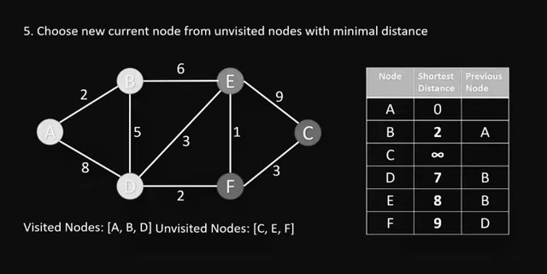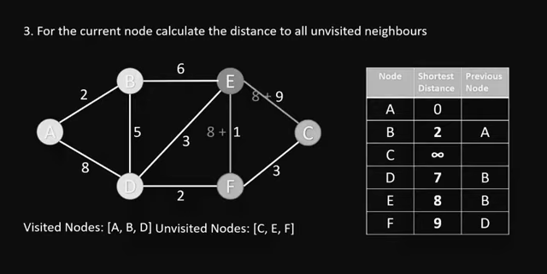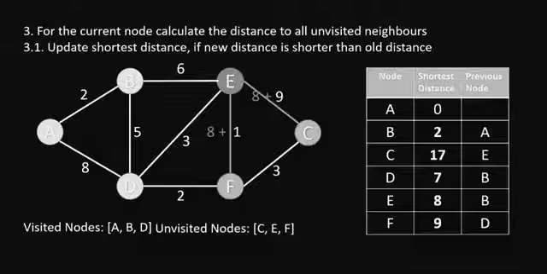And this will be E, because E has the shortest distance of 8, and F has the distance of 9 and C of infinity. So we calculate the distance from E to C and E to F in this case, because 8 is the current distance from A to E. Let's start with the node C. We now have a distance of 17 from A to C over the node E, and this is certainly less than infinity. So we can update our distance to C in our table: set the shortest distance to 17 and the previous node to E.